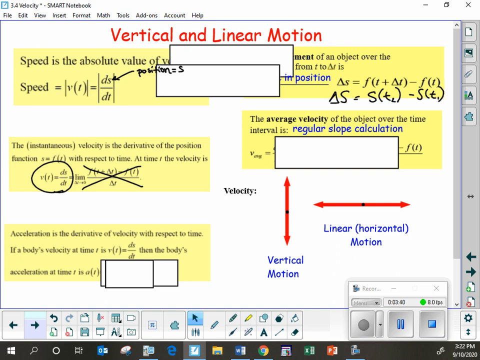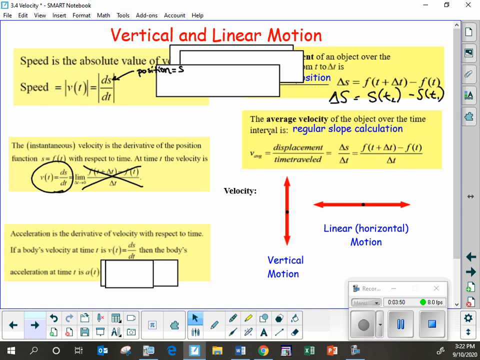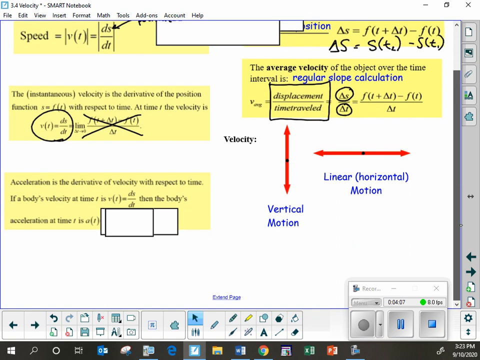Average velocity, this one people have trouble with. The average velocity of an object over time is going to be how far it moved, so it's change in position over its change of time. So we think of it as displacement over the time traveled, or the change of time. Change of position over change of time. You could write it in the function notation, but that might be more confusing.